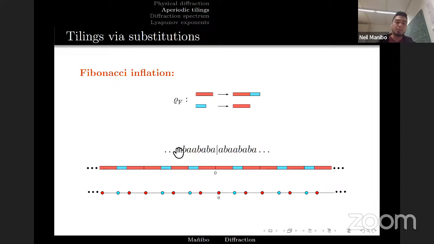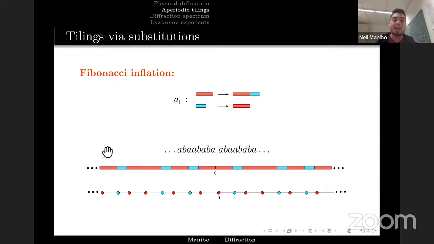So now I told you about this symbolic object, which is the bi-infinite fixed point of my symbolic rule. What I can do is just replace all A's by a red tile and all B's by a blue tile. If I do that, what I get here is a tiling of the real line with two different tiles, the red tile and the blue tile.